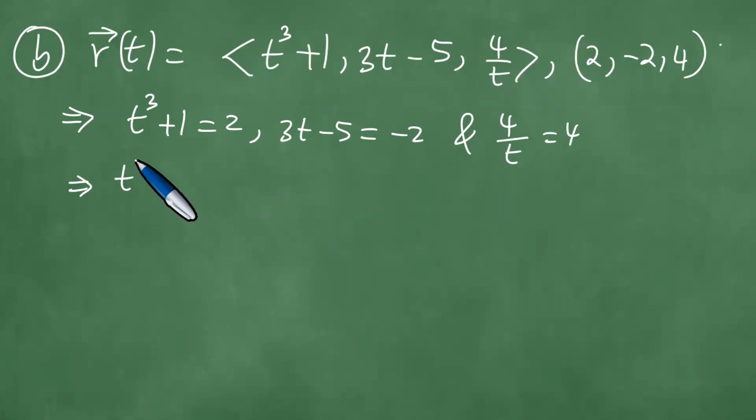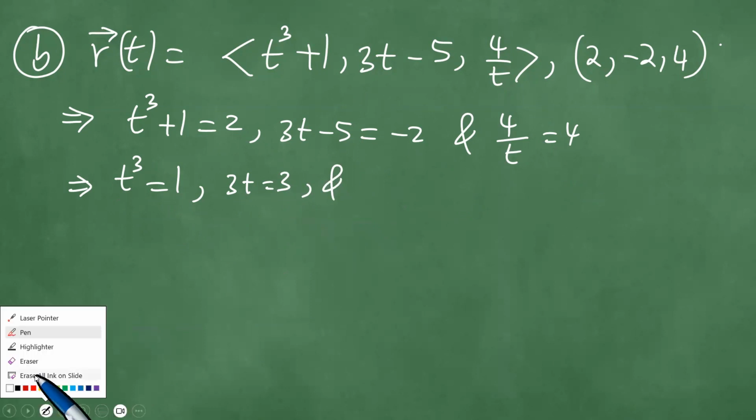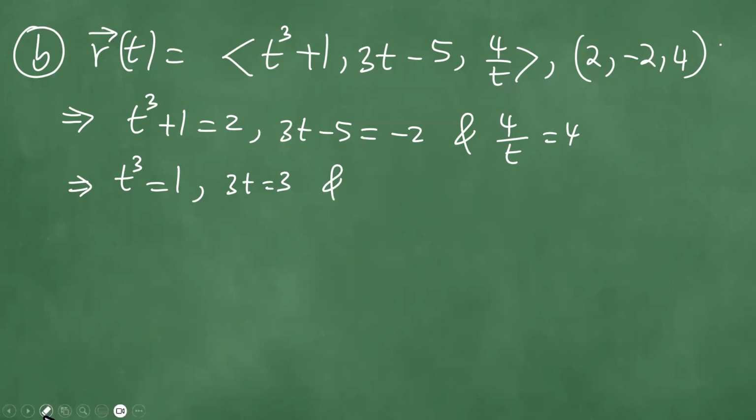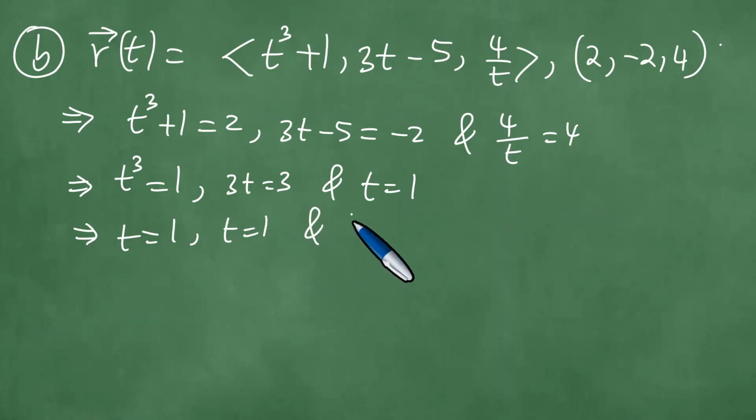So now this means you have t cubed equals 2 minus 1, which is 1. Here you have 3t equals 5 minus 2, which is 3. And what else are we able to achieve? We're able to get t. T is 1 here, 4 cancels, etc. Moreover, here we're getting t equals 1, t equals 1, and t equals 1. Obviously that's what we expect. We expect t to be the same value.